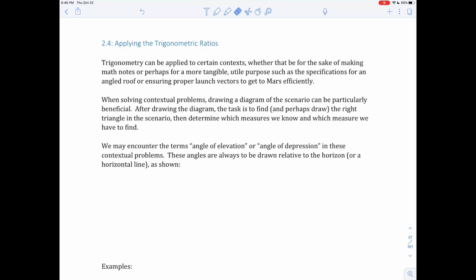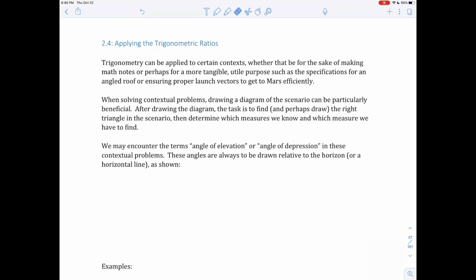So anyways, trigonometry can be applied to a whole bunch of contexts. There are triangles in life just all over the place. Sometimes they're in your math notes. Yeah, that's legit. But sometimes they're also in things like construction projects or space projects. Physics is great, by the way.